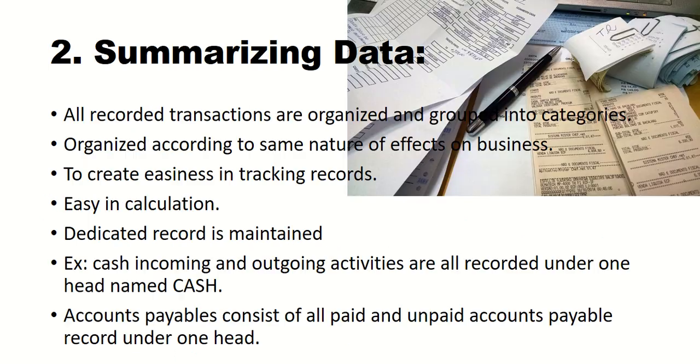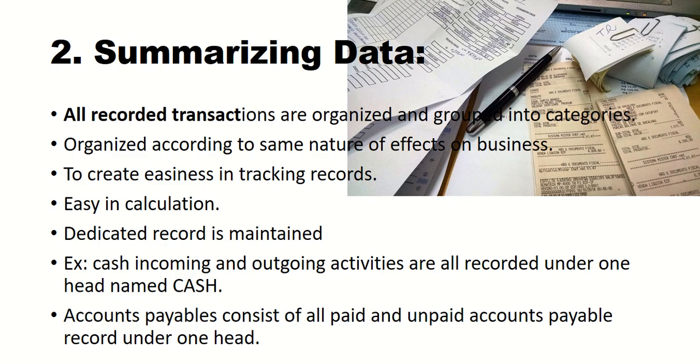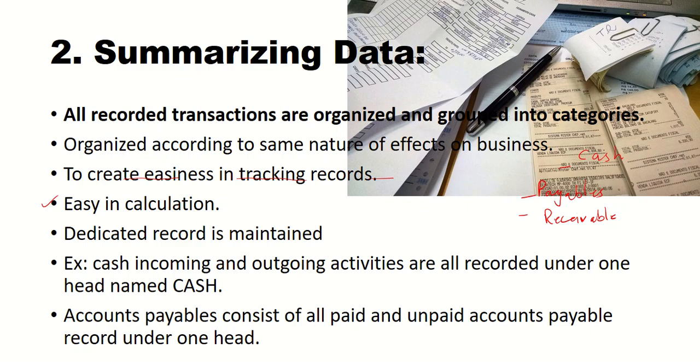Then we go to the second function, which is about summarizing the data. All recorded transactions are organized and grouped into categories, according to the same nature of effects in the business. For example, all kinds of cash go to the cash section. Payables go to the payables section. Receivables go to the receivables section, right? Everything goes according to its group category. This makes tracking the records and calculation easy.